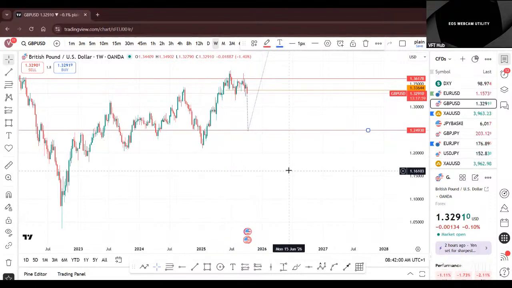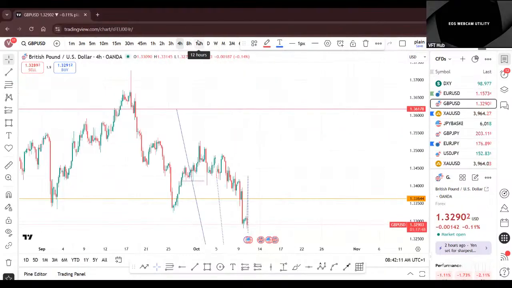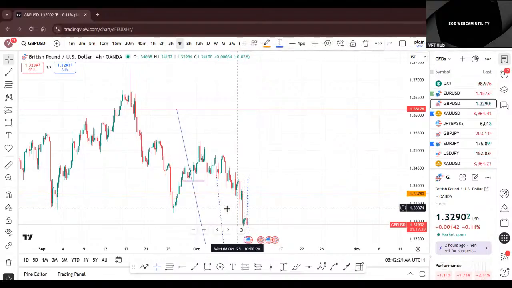Shoulder at 1.24930, sweep, and then break to the upside. Then we want to see a return right back into the shoulder on the weekly time frame. So going down to the 4-hour time frame, right here, you may see price retrace all the way to the other block at 1.33780. We may see price retrace all the way right here. And once that happens, we should continue the sell of GBP USD.